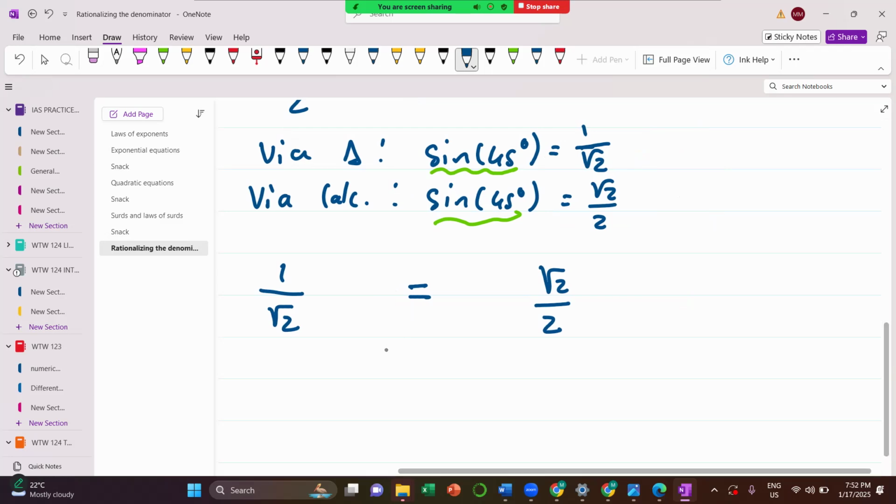Are you guys still on the same page with me? They look like two different things. So now the question that we may possibly ask: how are they equal but look different? Look, here underneath I have square root of 2, but here I have a 2. At the top I have 1, but there I have a square root of 2.